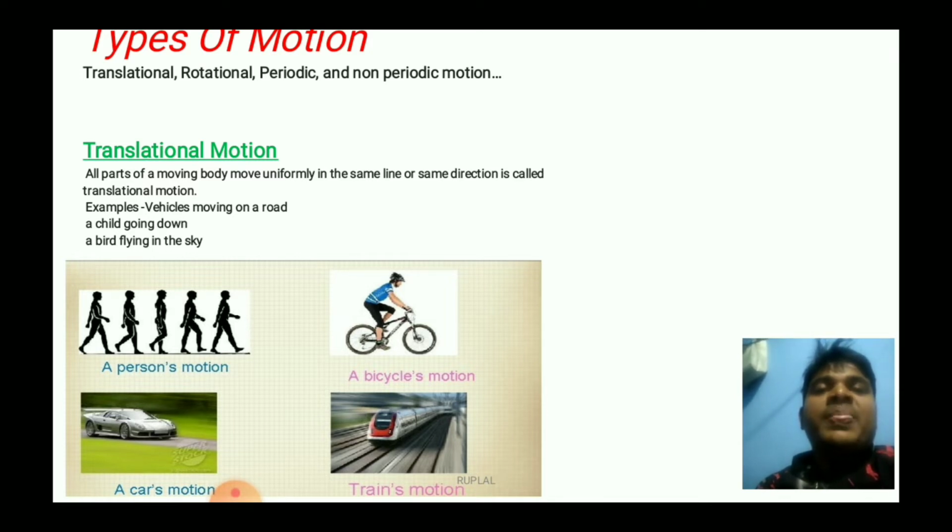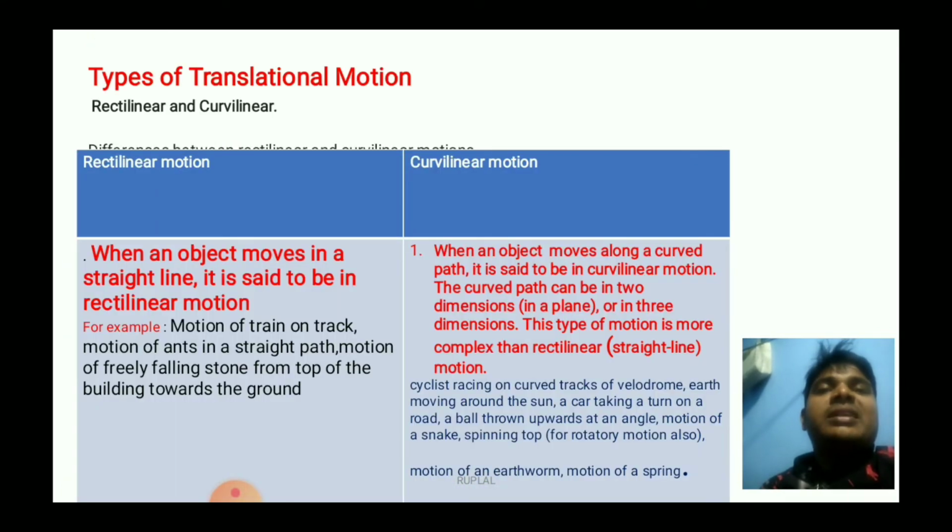You can see a person's motion is considered translational motion because the person is moving in the same direction, whereas a bicycle's motion is also considered translational motion because it is in the same direction. Here the car's motion is in the same direction, the train's motion is in the same direction, so it is translational motion.